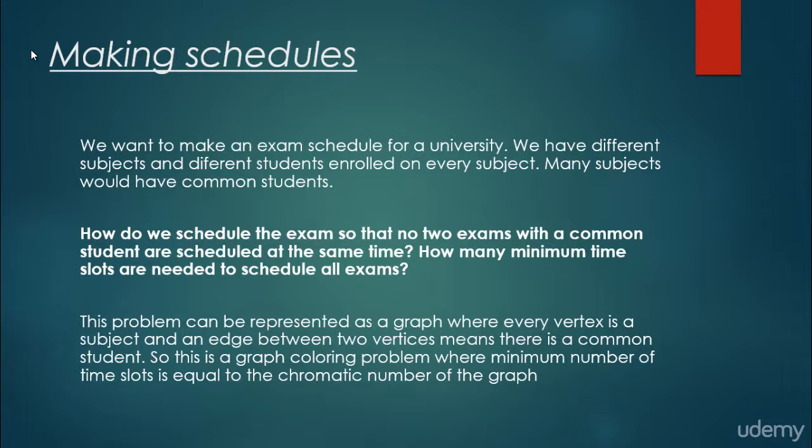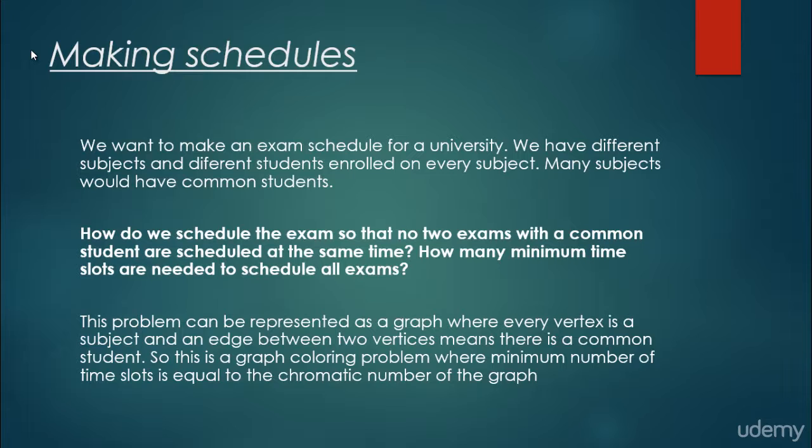The second is making schedules. For example, we want to make an exam schedule for a university, and we have different subjects and different students enrolled in every subject. Many subjects would have common students, of course, and the problem is how do we schedule the exams so that no 2 exams with a common student are scheduled at the same time, and what is the minimum number of time slots needed to schedule all exams. And I think it's pretty counterintuitive, because you may guess that map coloring has nothing to do with these kinds of problems, but it does.